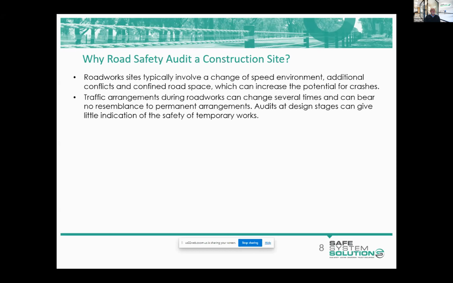Question, Ken, can we ask the group, can anybody tell us the difference between a TGS and a TMP, a traffic management plan, or a traffic guidance scheme? Is there anybody in the room who might be able to? Let's see, and we'll give out a prize or two for this one as well. So what's the difference between a traffic management plan and a traffic guidance scheme?